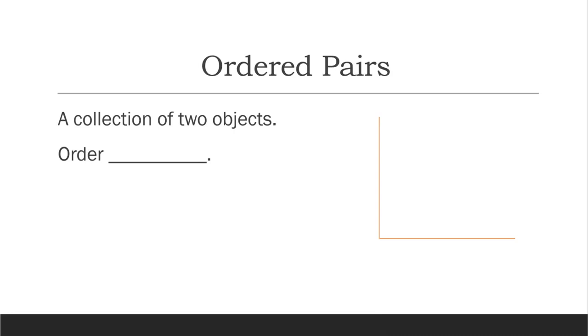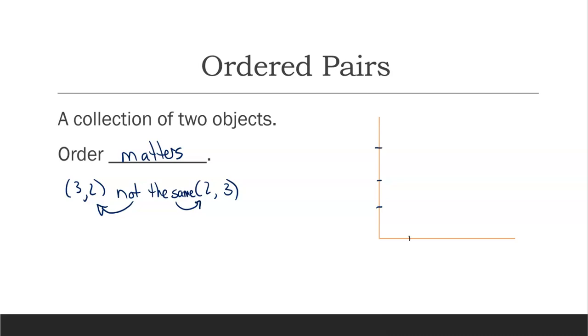Ordered pairs are a collection of two objects. The order of the collection matters. For example, I could give you something like 3 and 2, and that's very different than 2 and 3. Not the same. We graph those on the grid on the right, and you'll see that's definitely the case. We always start by graphing the first number on the x-axis, and then we graph the next number on the y-axis.